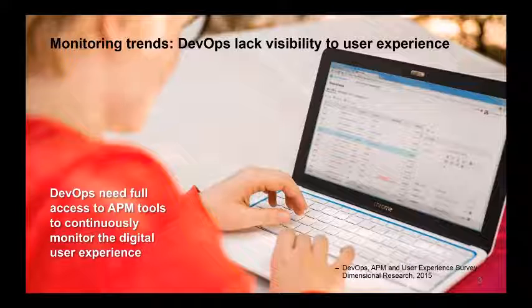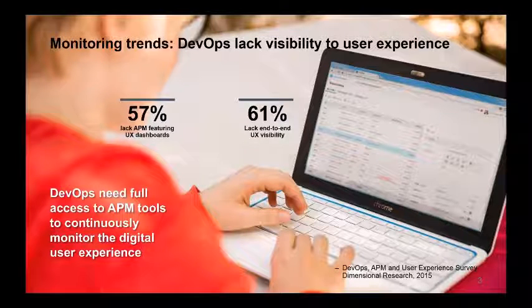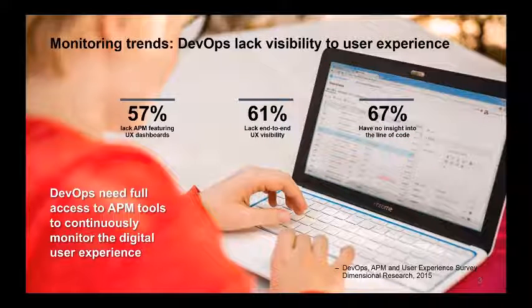So more than half of application teams lack an application performance monitoring solution that features these user experience dashboards, and almost 2/3 lack the end-to-end visibility that measures everything from the user action all the way to the server side. And then more than 2/3 are lacking insight down to that line of code or that log file that is causing the error or the slow performance or crash.